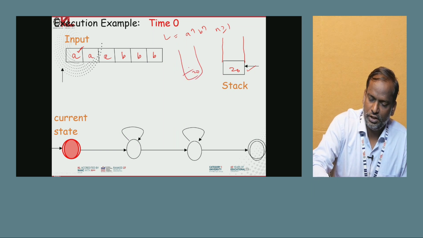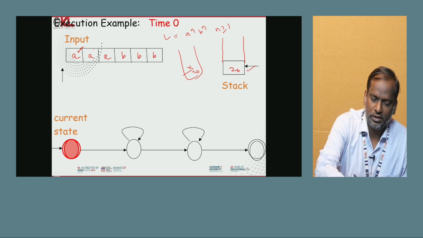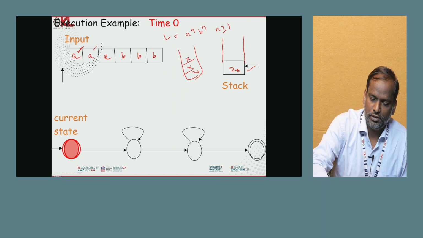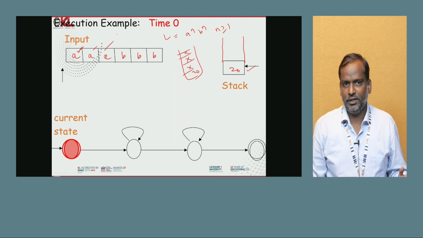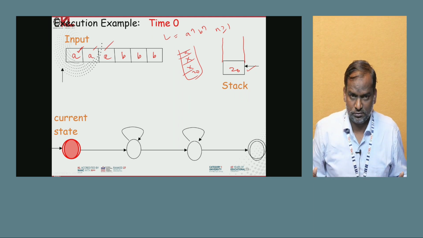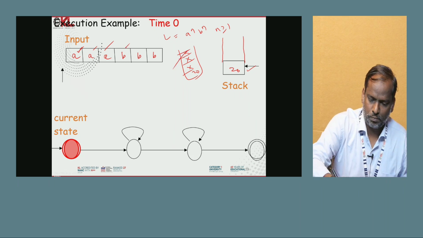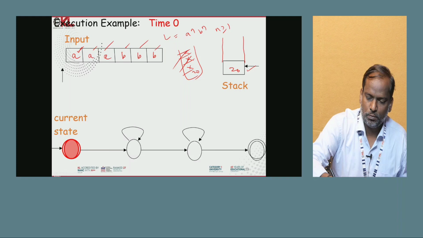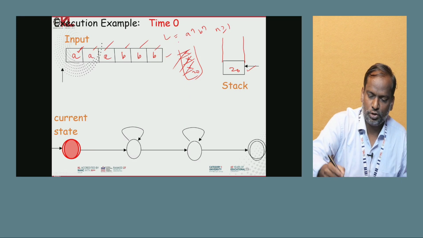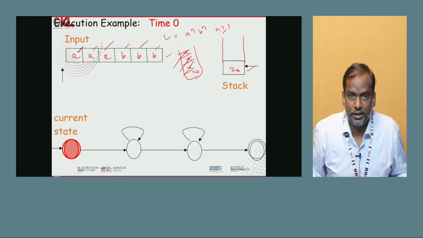Z0, right? So read A, insert X. Again read A, insert X. Again read A, insert X. If you read A, insert X into the stack. If you read B, then pop X; read B, pop X; read B, pop X. Then there is no input, right? We reached the end of the string.